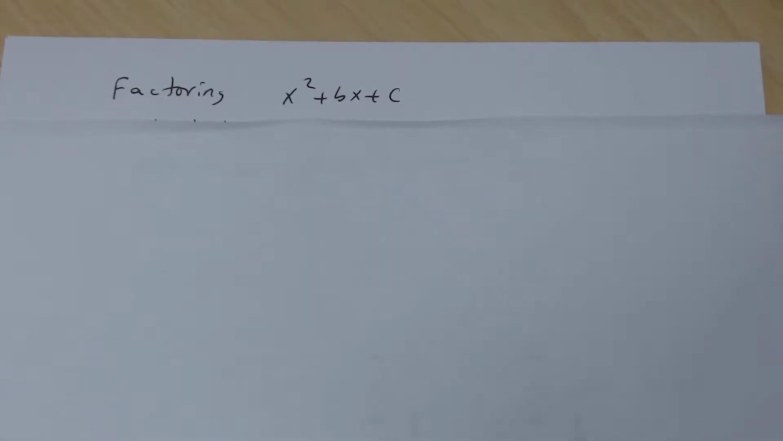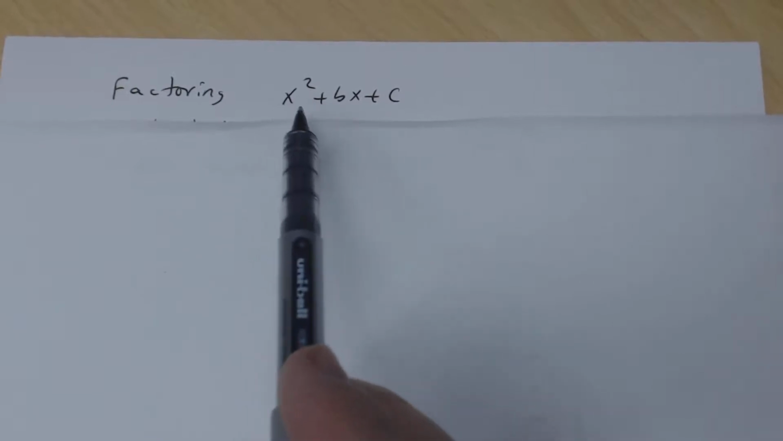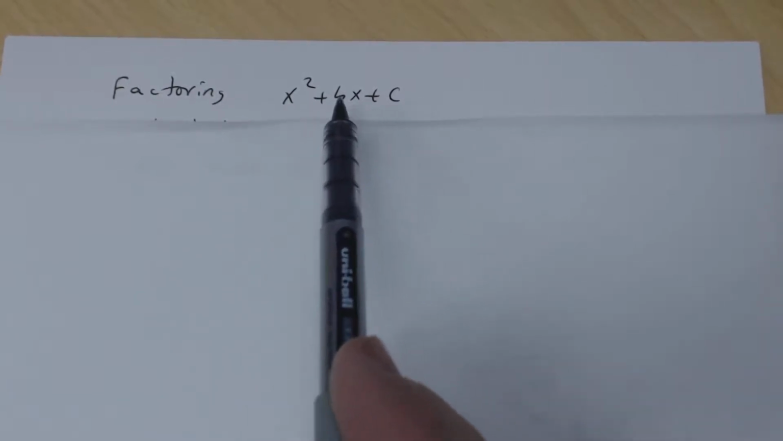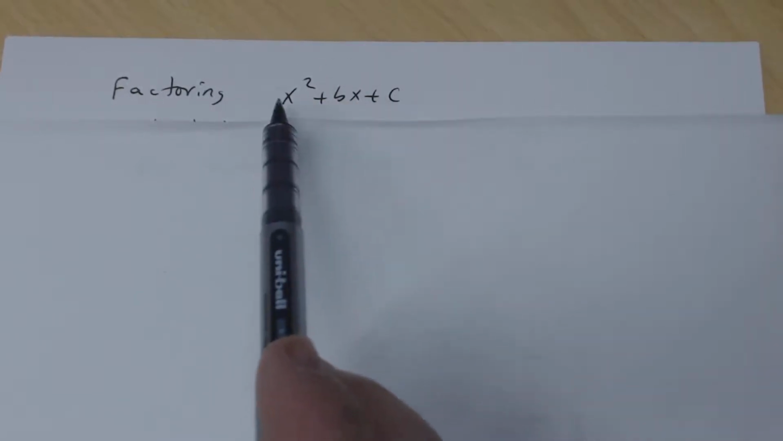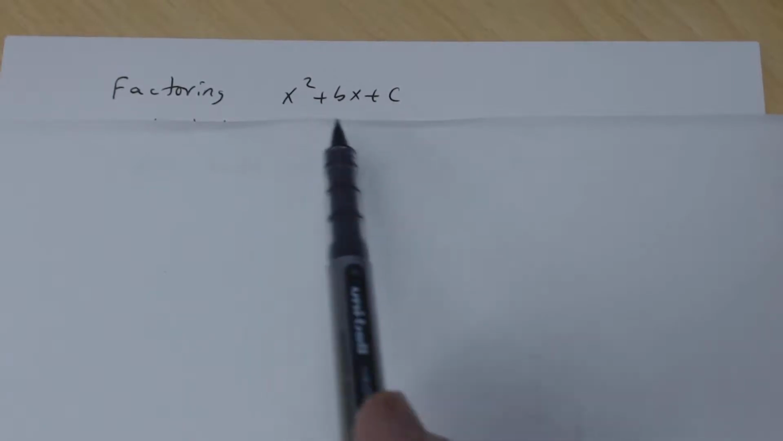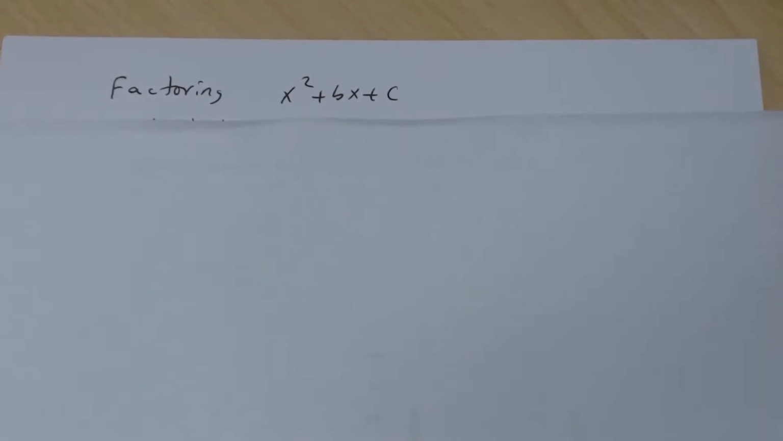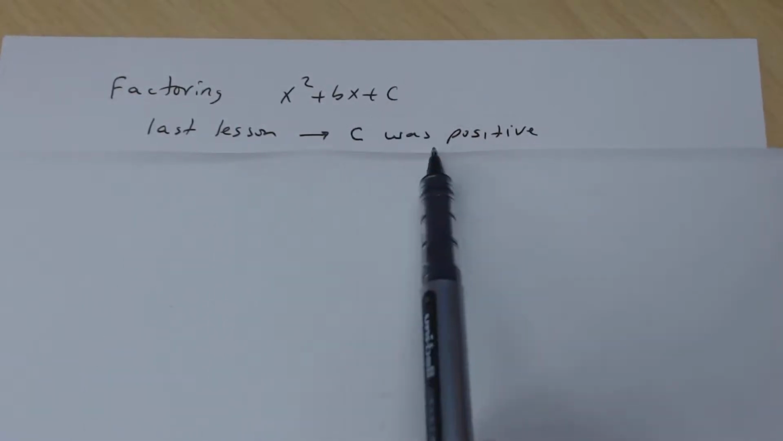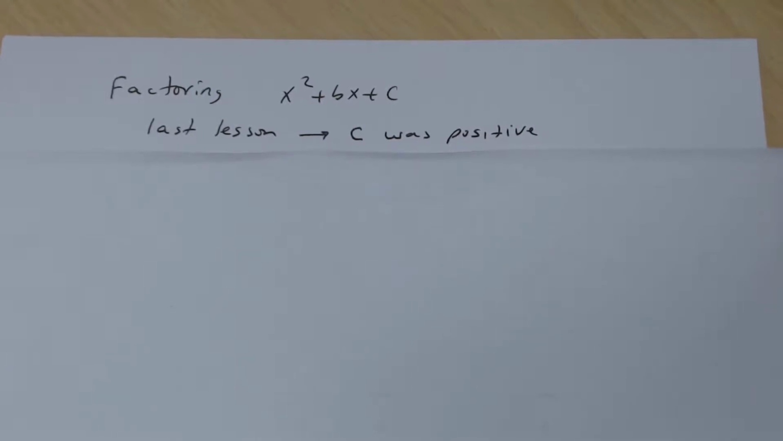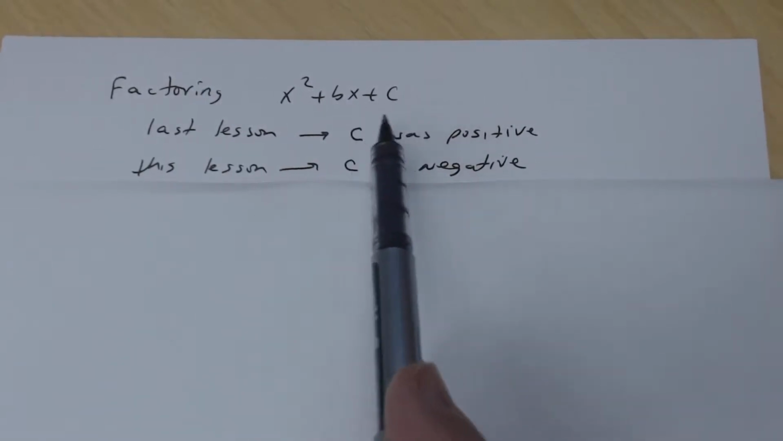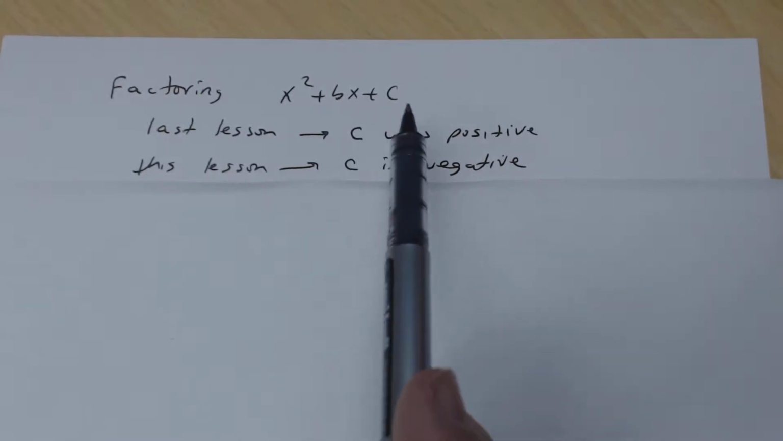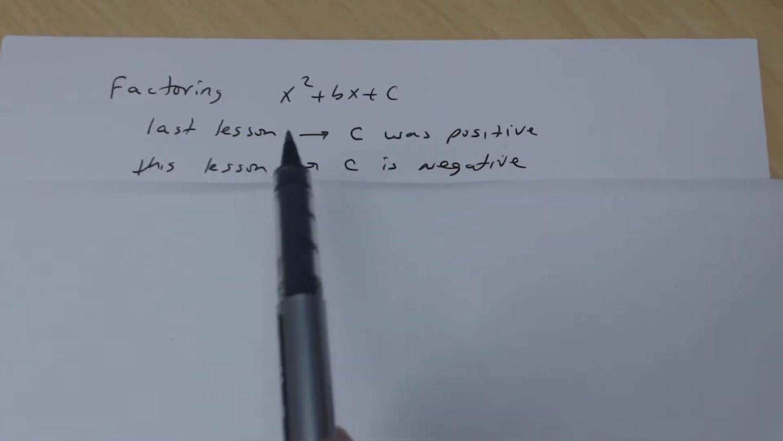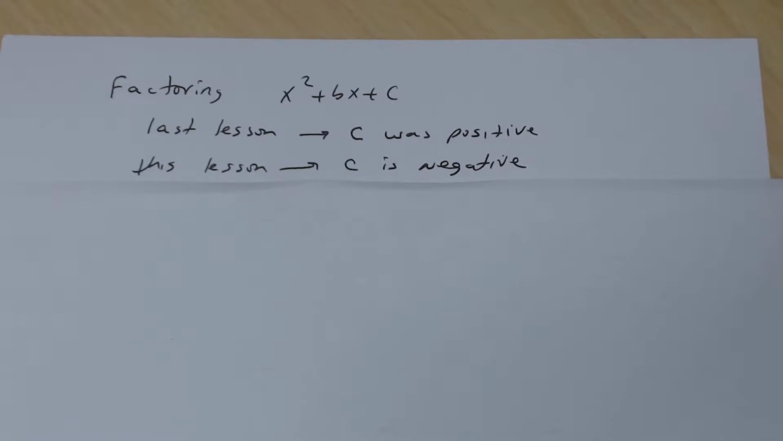Okay, so in this lesson, we're going to continue talking about factoring x squared plus bx plus c, a trinomial where the coefficient of x squared is 1. But remember, in the last lesson, we factored trinomials where c, this constant, was positive. And in this lesson, we're going to look at examples where c is negative. So we're going to talk about signs and all that within the factors.